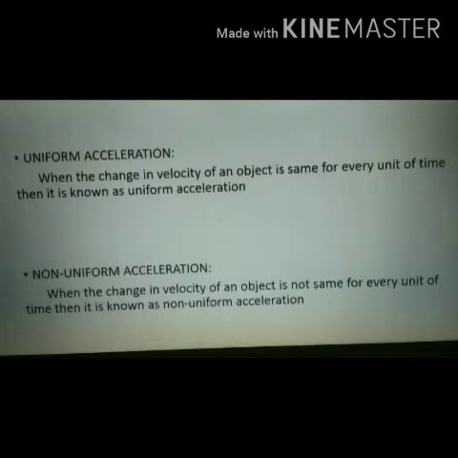Now, we shall see uniform and non-uniform acceleration. In uniform acceleration, when the change in velocity remains same, then that is known as uniform acceleration. In non-uniform acceleration, when the change in velocity does not remain same, then that is known as non-uniform acceleration. Children, you have to remember all this definition. What is meant by acceleration and what is meant by uniform and non-uniform acceleration.